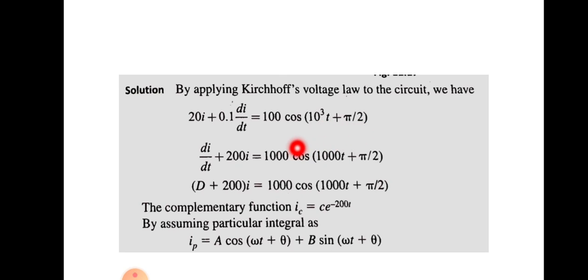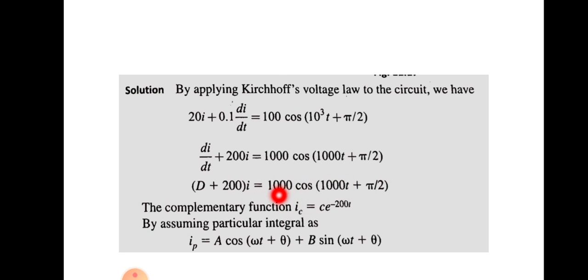In this equation, we can write the di by dt term on its own, so we have to divide the entire equation by 0.1. So di by dt plus 200 I equal to 1000 cos(1000t plus pi by 2). This can be written in the form (D plus 200) into I equal to 1000 into cos(1000t plus pi by 2). And this equation has two parts of solution.